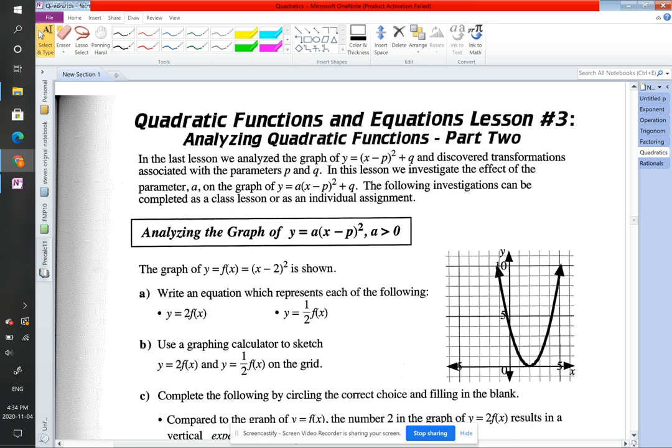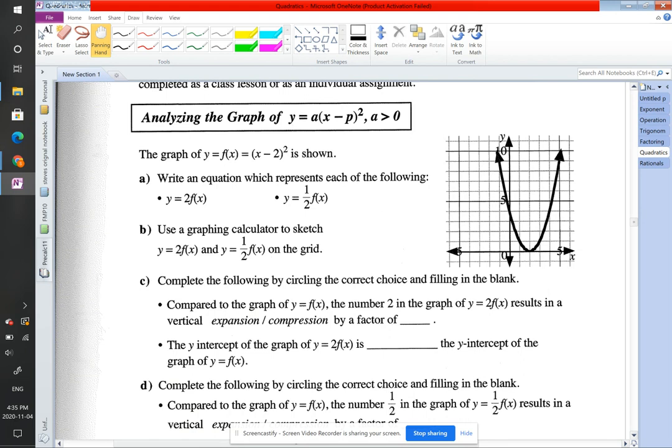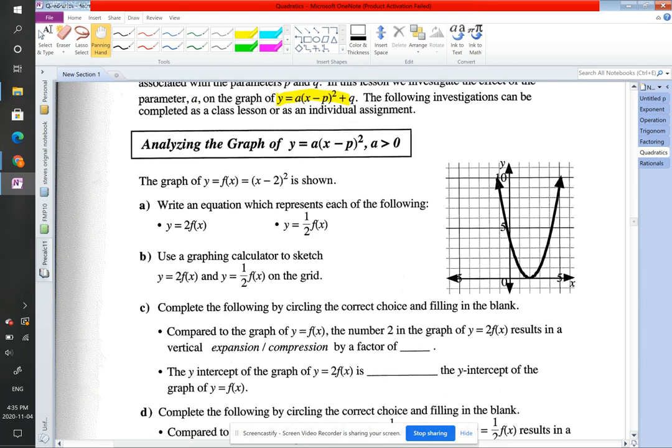Hello everyone and welcome to quadratic functions and equations lesson number 3. So last lesson we looked at what the values of p and q change in the standard form of our quadratic equation, and today we're going to look at what the value of a does. So we know that our equation is y equals a multiplied by (x minus p) squared plus q.